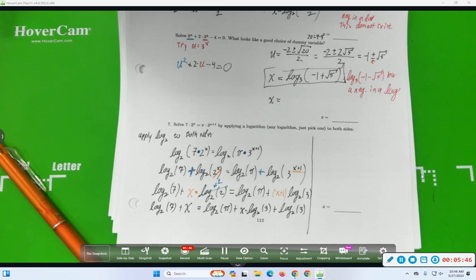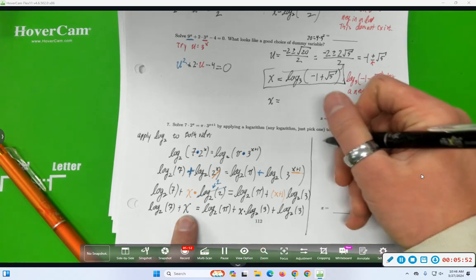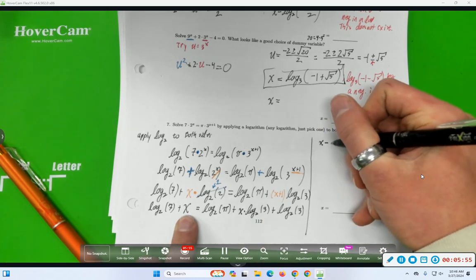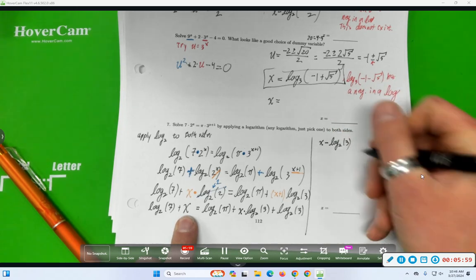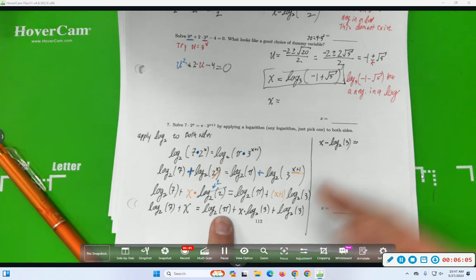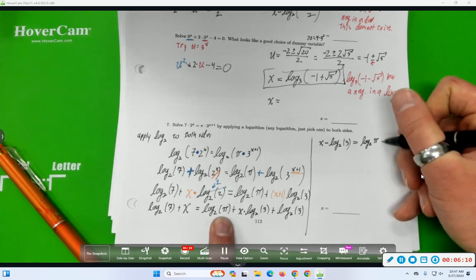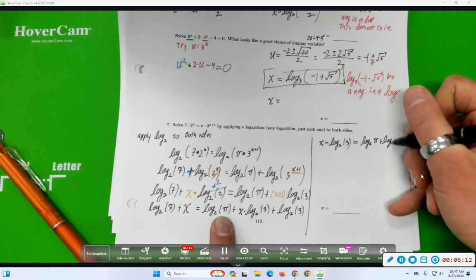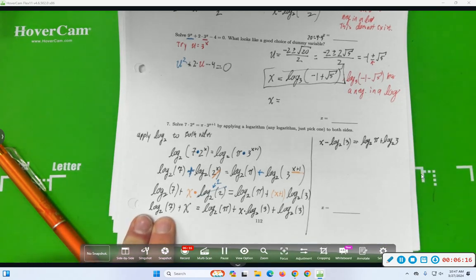So I guess that means I want to subtract this to the other side. I want to leave the x that's already on the left on its own. So I'll see x minus log base 2 of 3 equals, these two terms should just stay put: log base 2 of pi plus log base 2 of 3, and I need to subtract log base 2 of 7 to the other side.